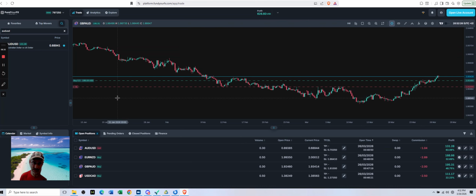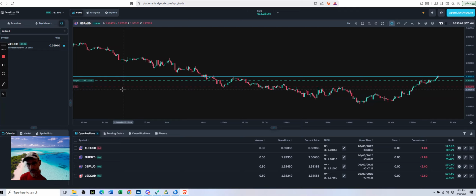The other one has a consistency rule, and it's 50% during the challenge phase and 45% once you're funded, which means in the challenge phase, you can't have any one trading day account for more than 50% of your total profit. And in the funded phase, you can't have one more than 45%. So they actually tighten it down a little bit more once you're funded. They do that so that you can prove that you can trade profitably, consistently, and not just get lucky on 1 or 2 trades.